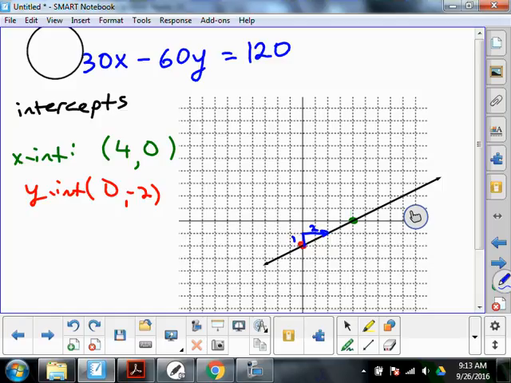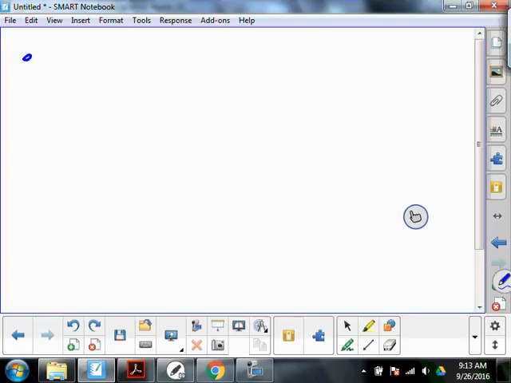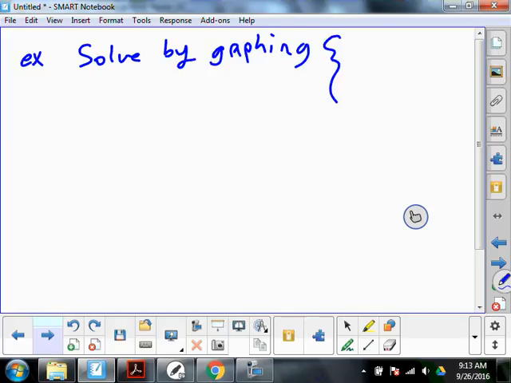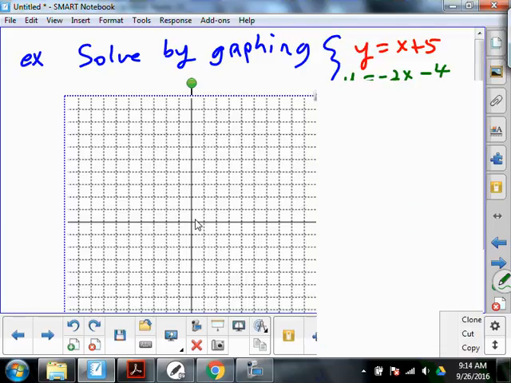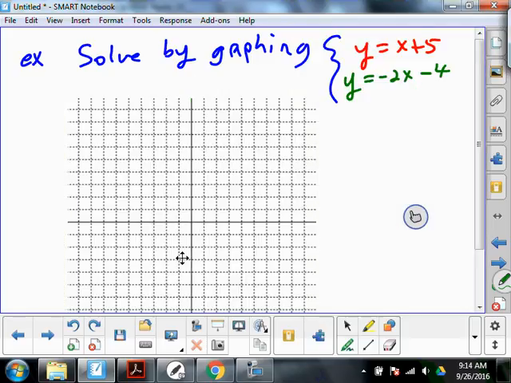Good. So let's go back to that first one, and let's do it again. This time, let's solve by graphing. The same one that we used tables with. So this is the same one we used the first time, but the first time we used tables. This time we're going to use graphing. x plus 5 and negative 2x minus 4. I really like this solving by graphing technique when they work out nice.